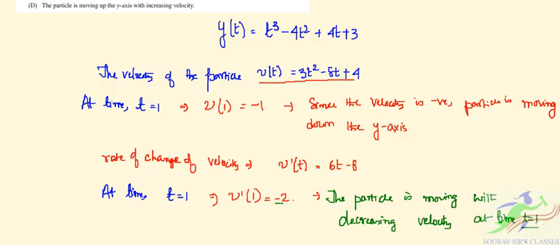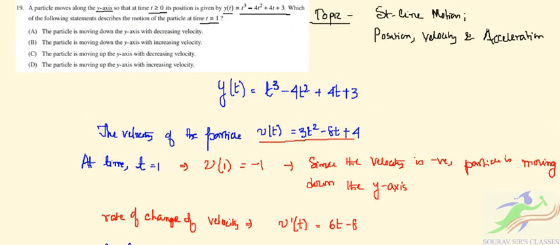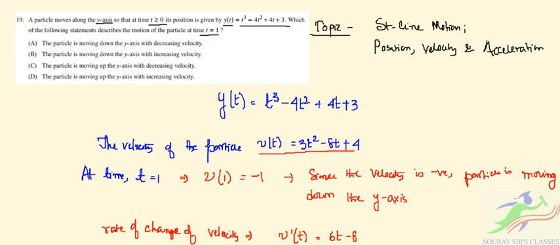Okay, so the correct option here is A only, that is, the particle is moving down the y-axis. From here we find that the particle is moving down the y-axis, and from the rate of change of velocity, with decreasing velocity. So the correct option for question number 19 is A.